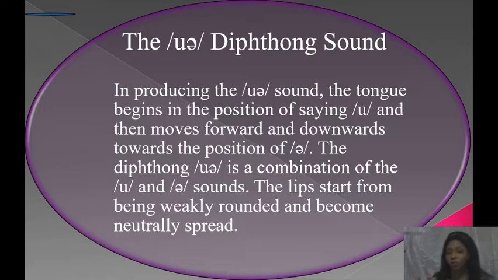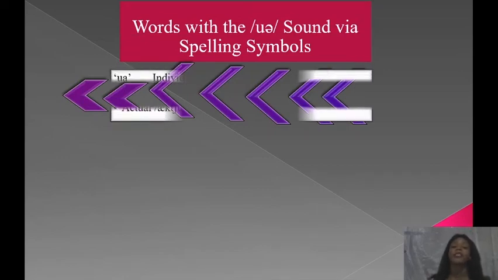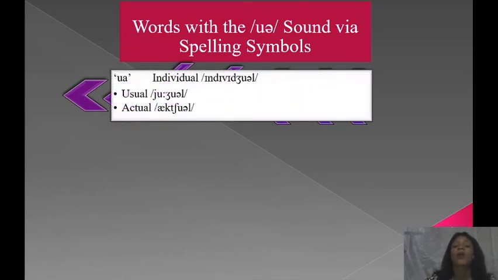Okay, let's look at words with the sounds via spelling symbols. We have UA. Now, most words that have the spelling symbols in them are pronounced with a schwa sound.